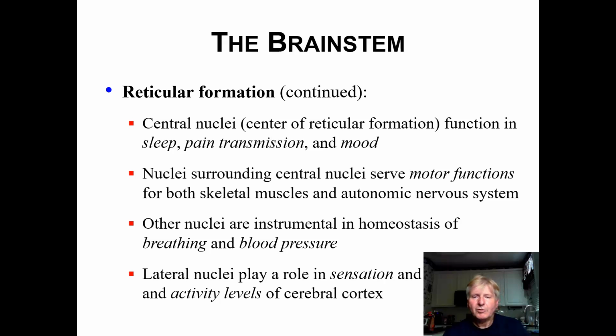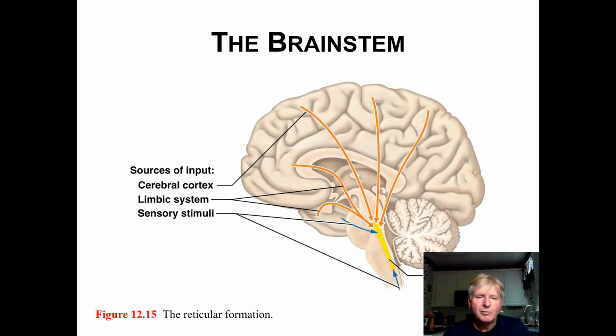There are central nuclei of the reticular formation. In the center of the formation, they function in sleep, transmission of pain, and mood. The nuclei surrounding the central nuclei serve many of the motor functions for skeletal muscle and autonomic nervous system functions. Other nuclei are instrumental in homeostasis of breathing and blood pressure. And then the lateral nuclei are important in sensation and alertness, as well as activity levels of the cerebrum.